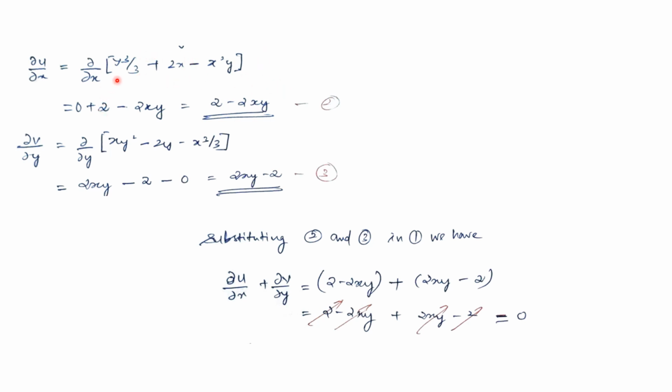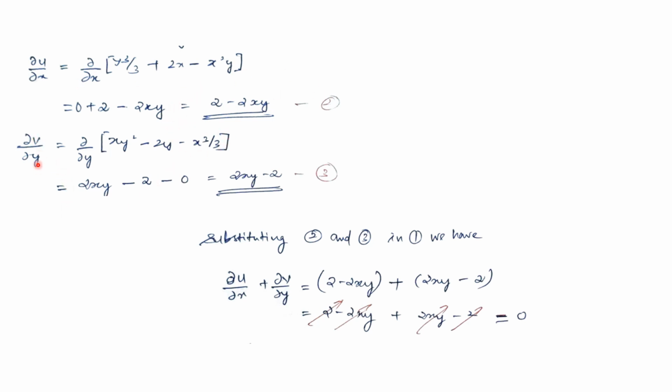What is the first differential with respect to y? It would be 0, and the second term plus 2, and x square y with respect to x would be minus 2x, that means the differential of x square is 2x into y. So 2 minus 2xy is what you will get. That is your du by dx.